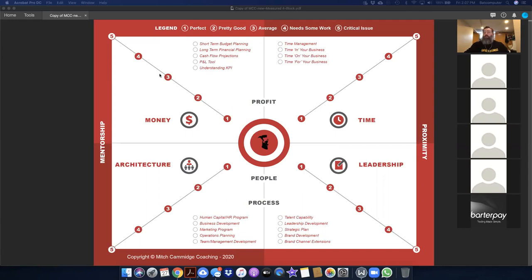If you can see my mouse icon here, you're going to see me in the top left corner circling around the money quadrant for business. In the top right, we have the time quadrant for a business. In the bottom left, we have the architecture component or quadrant of a business, and we have the leadership quadrant. Now, my normal language is actually cornerstone. So we have the money cornerstone, time cornerstone, architecture cornerstone, and leadership.